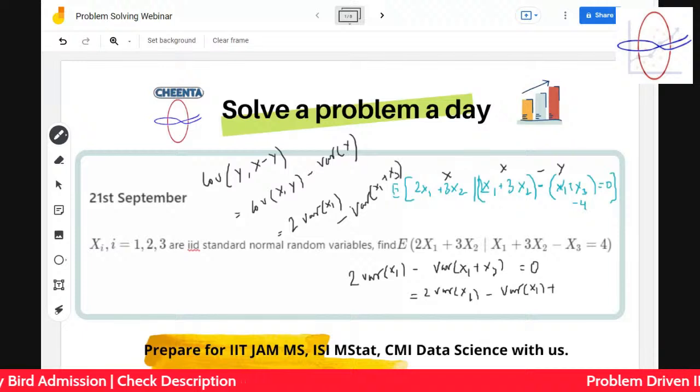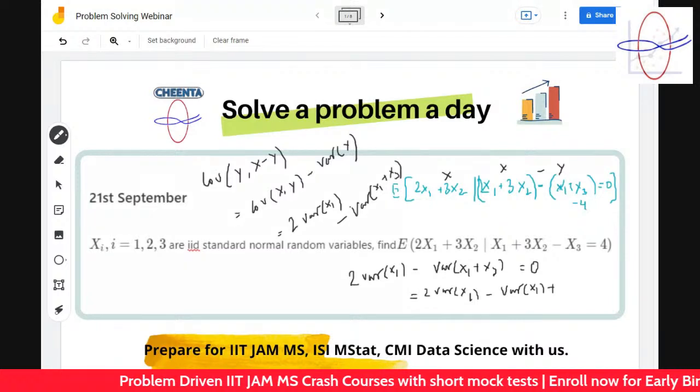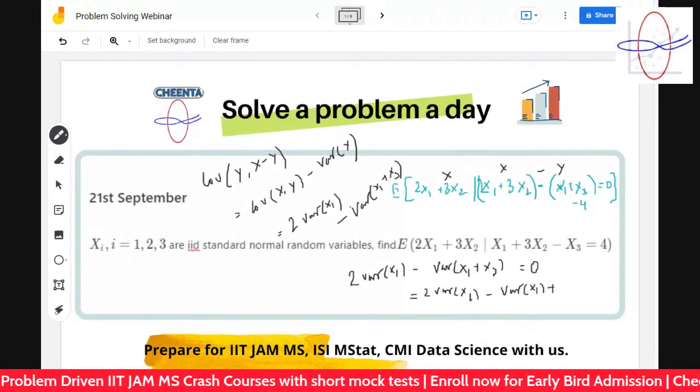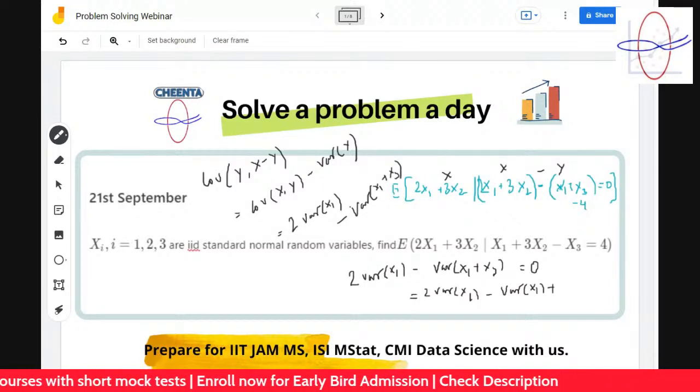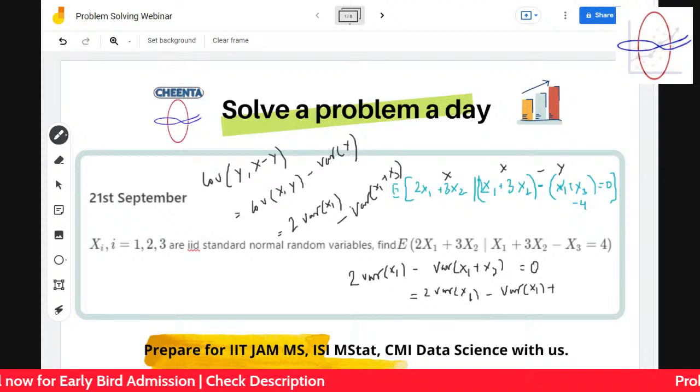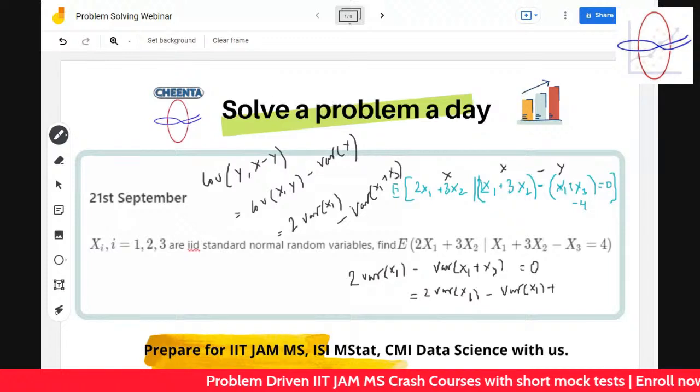If you understood the beauty of this, the two things are equal. It's only happening since x1 and x3 are IID. It will not happen otherwise. Did you understand this, guys? Or will I repeat again? All of you understood this, or will I repeat again, guys?